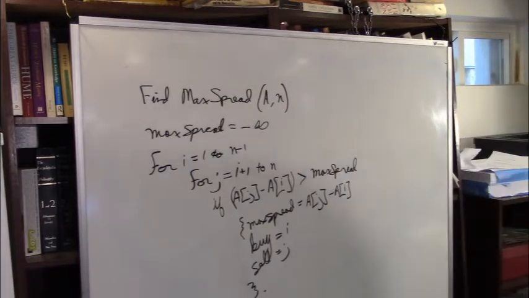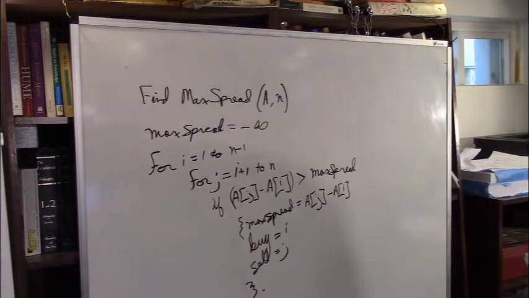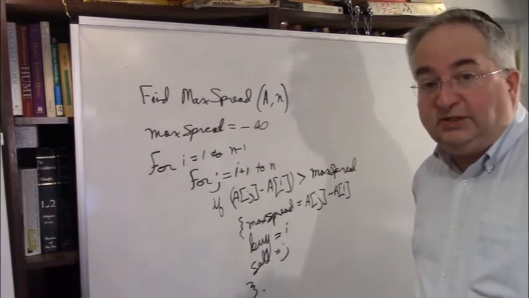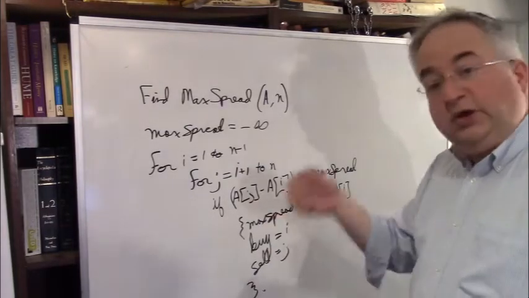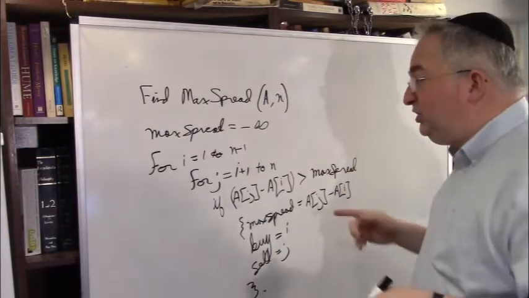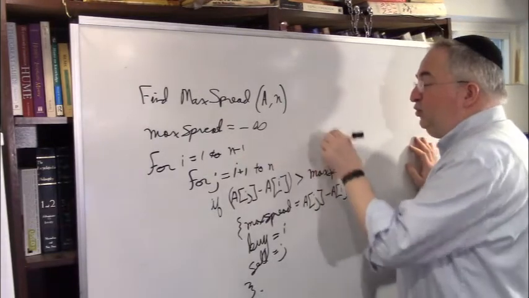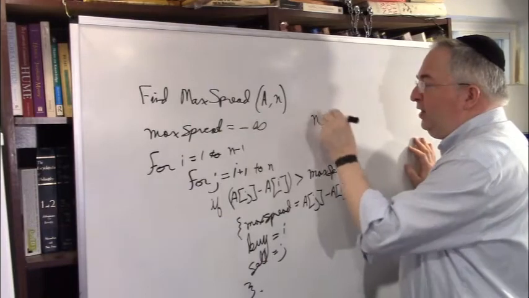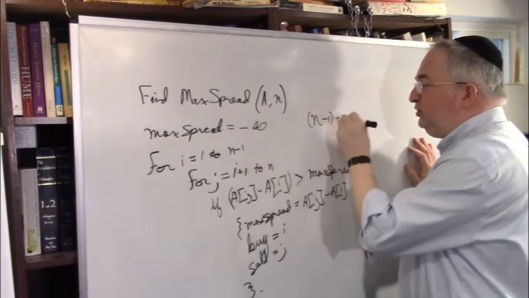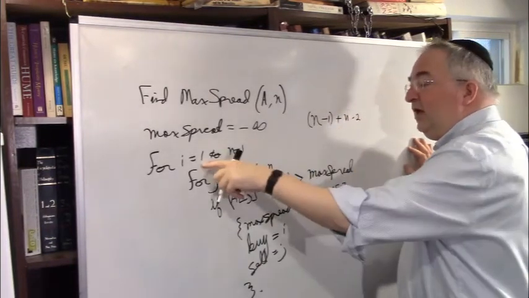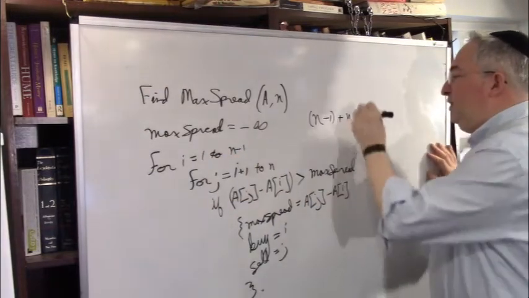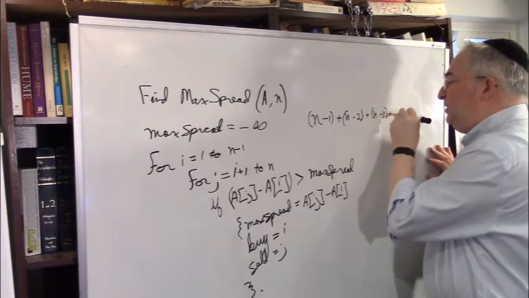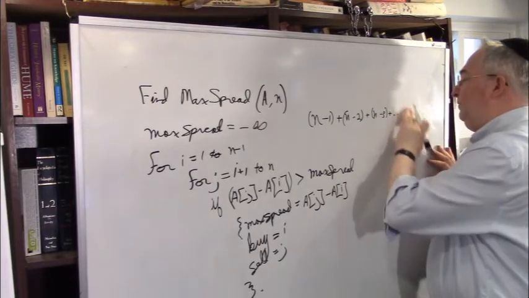Now, this goes through all possibilities, and so you're going to find the absolute best answer. Problem: how much work is done? So let's just deal with it. The first time you're going to do n operations, or n minus 1. The second time you're going to do n minus 2. You're going to start i equal to 2, you're going to do n minus 2. The third time you're going to do n minus 3.